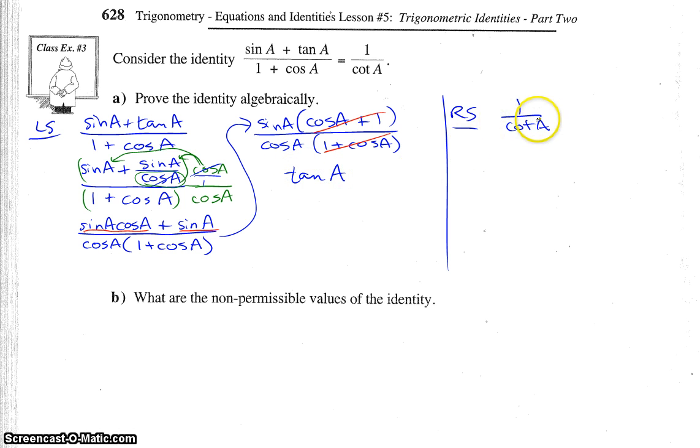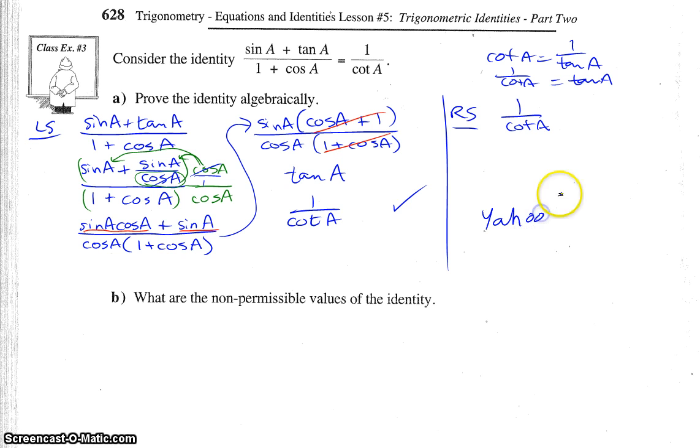We want it to look like the right-hand side. We want to keep in mind what's on the right-hand side too, right? So 1 over cotan A. If you recall, cotan A is 1 over tan A. So again, like we did on the last one, if we reciprocal the left side, we can reciprocal the right side. And therefore, tan A is actually 1 over cotan A. Yay, we did it.